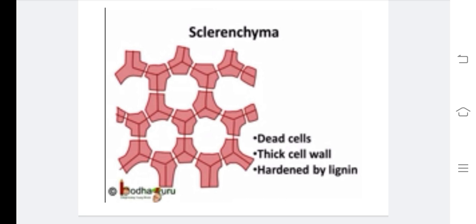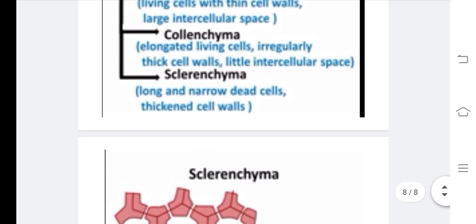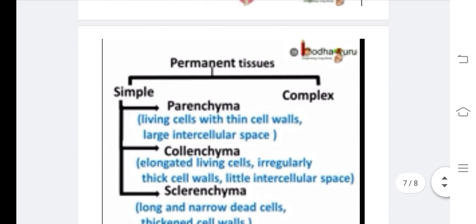Different simple permanent tissues, in this class I have explained only these. Once again I would like to recall permanent tissues. A tissue is a group of cells having common structure and function. The study of tissue is called histology. Clear? What are the permanent tissues? When the meristematic tissue loses its ability to divide, it changes into permanent tissues. Permanent tissues are classified into, children, simple permanent tissues and complex permanent tissues. What are the simple permanent tissues, children?